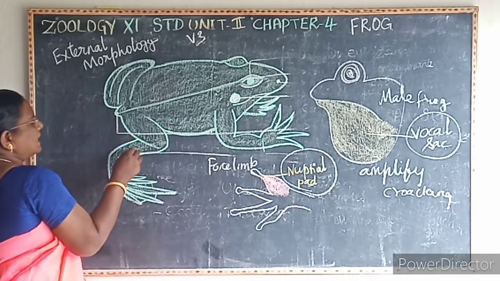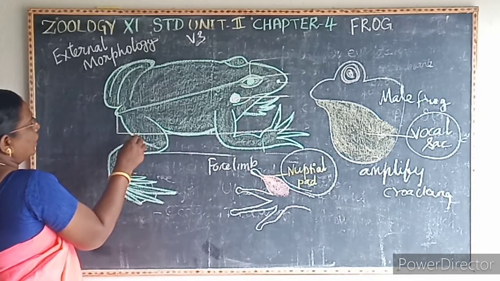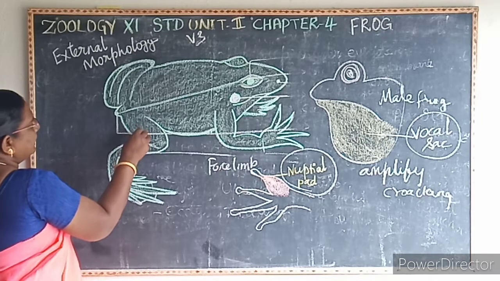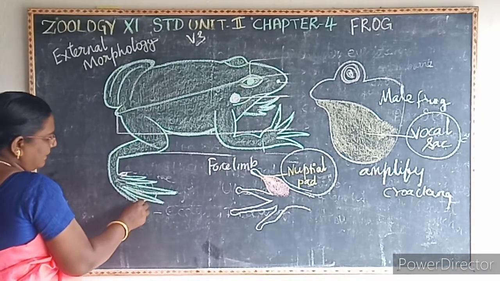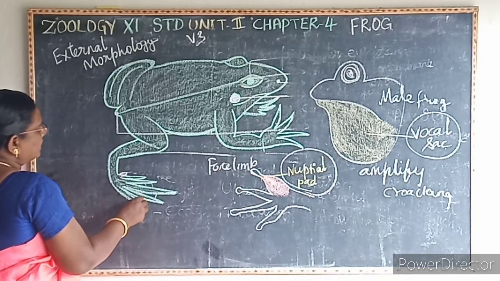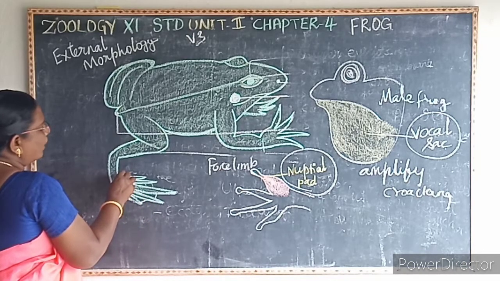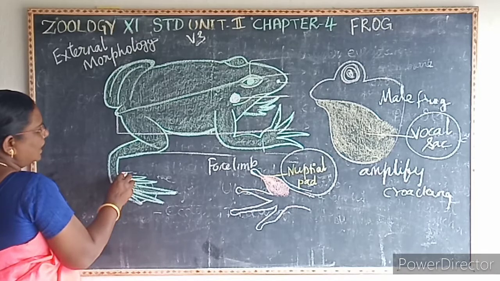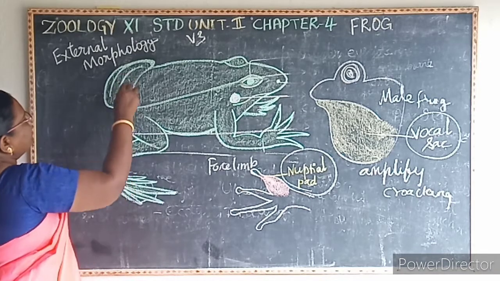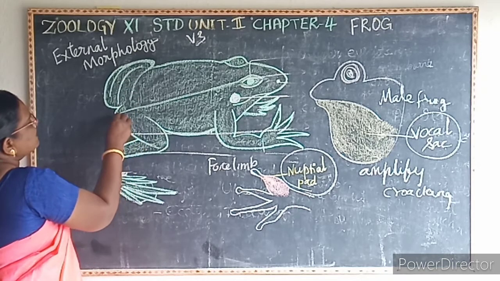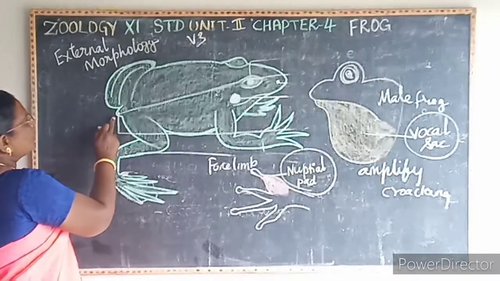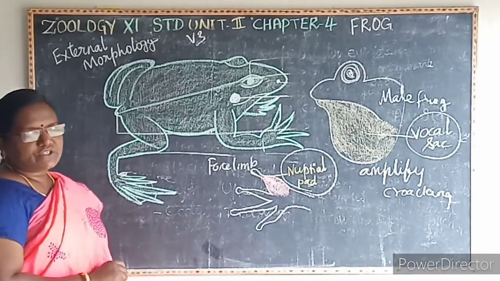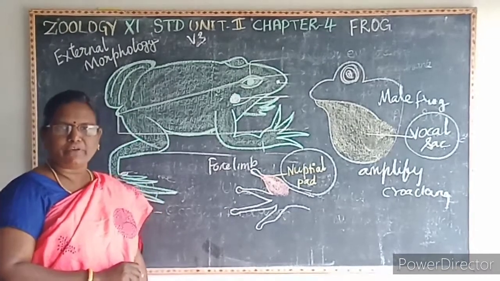The hind limbs are large and long. They consist of thigh, shank and foot. It has 5 digits. It is webbed, which helps to swim in the water, and there is a small spot called the 6th toe. Between the hind limbs, there is a small opening known as what? Cloacal aperture. It is a common opening for the digestive system as well as for the reproductive system.